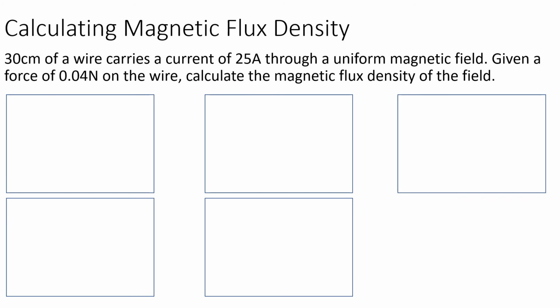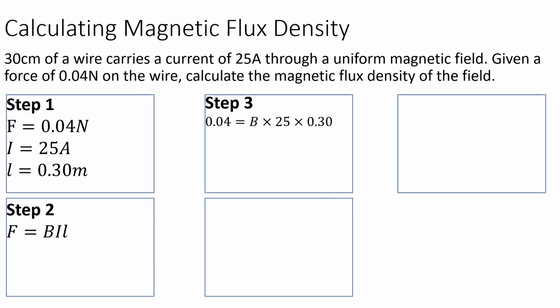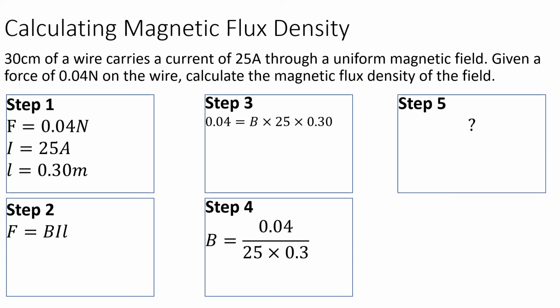30 centimeters of a wire carries a current of 25 amps through a uniform magnetic field. Given a force of 0.04 newtons on the wire, calculate the magnetic flux density of the field. Step 1, write down what you know. This time we must convert from centimeters to meters. Step 2, write your equation. Step 3, substitute in the numbers. Step 4, rearrange to make B the subject of the formula. And finally, step 5, write down the answer with correct units. Copy down steps 1 to 4 and complete step 5 yourselves.